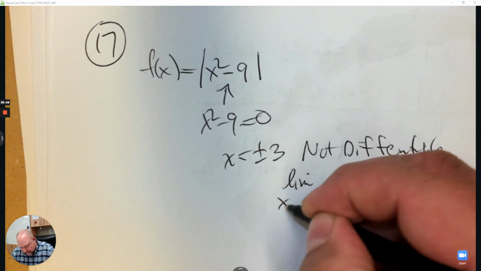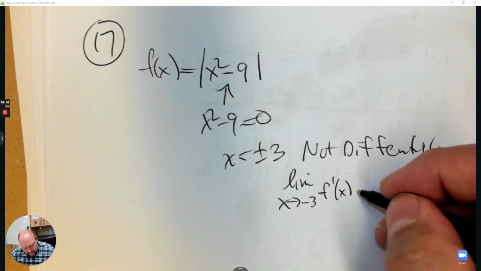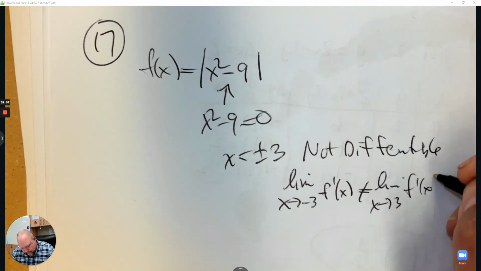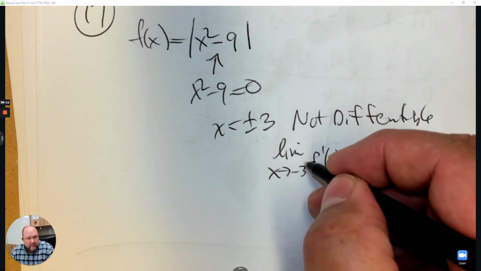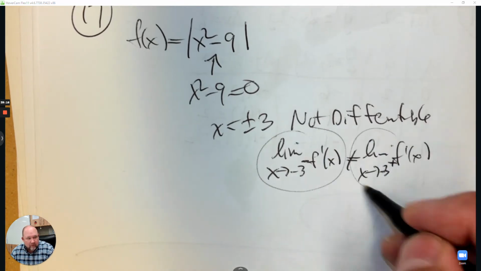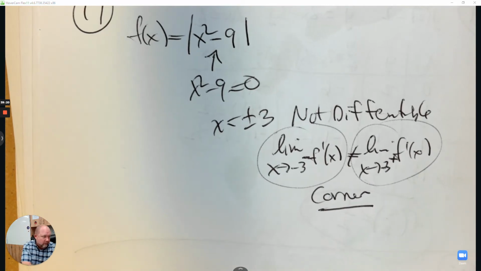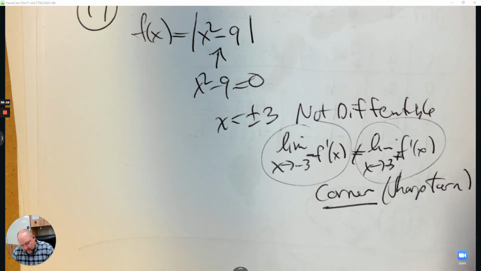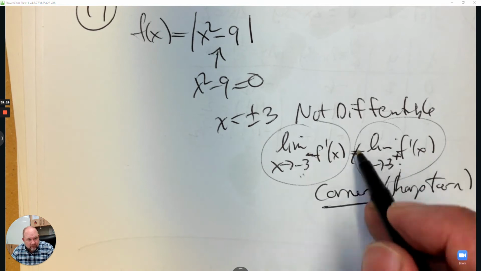And to write it in a better way, from the left and from the right, these derivatives don't agree. There's a corner there, right? And the derivative doesn't exist at a corner or a sharp turn. And you would say the same thing about positive 3, that from the left and from the right, the derivatives don't agree.